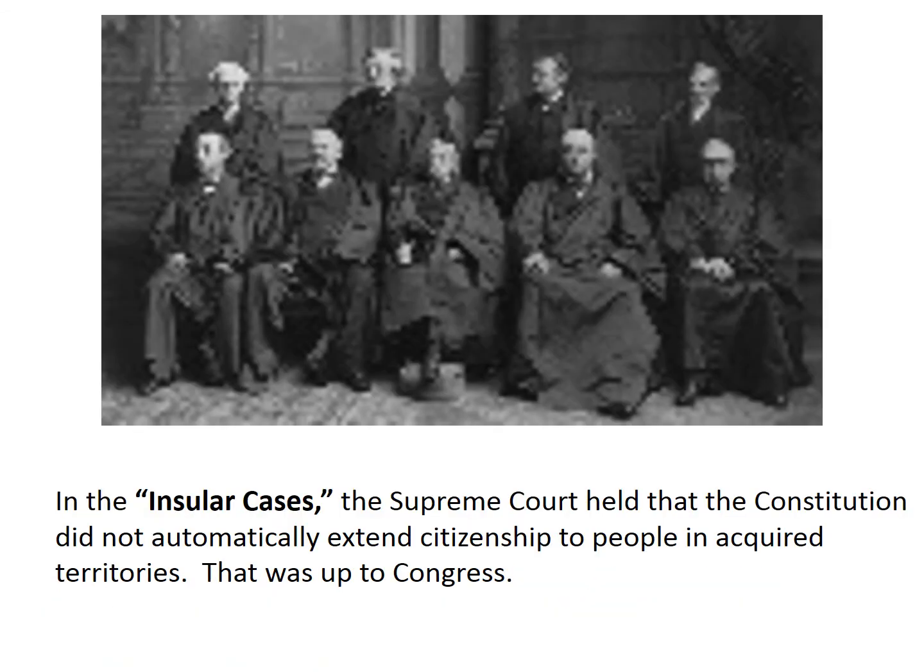One question remained, however. If the United States controlled Guam, Puerto Rico, and the Philippines, were the people there U.S. citizens? Would these lands be possible states? The Supreme Court in 1901 decided the issue in the so-called Insular Cases. The Constitution, declared the court, did not automatically extend citizenship to people in acquired territories. Congress could decide.